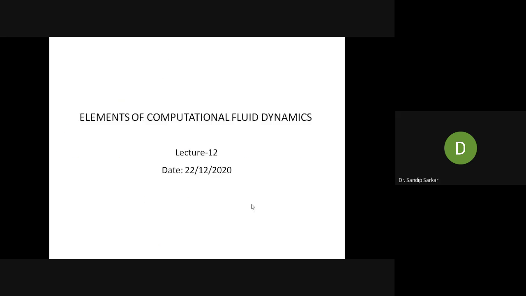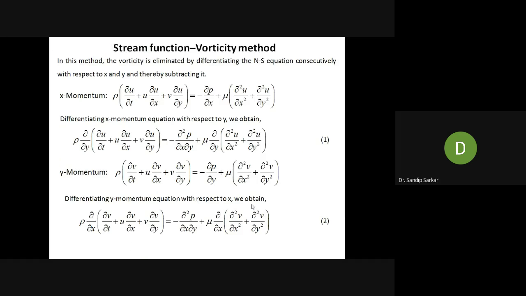In the stream function vorticity method, we got rid of the pressure field, because there were no sufficient equations available for the pressure. So initially we got rid of the pressure field and obtained the stream function and vorticity equations to calculate the velocity field. Once we have obtained the velocity field, then we will get the pressure field.